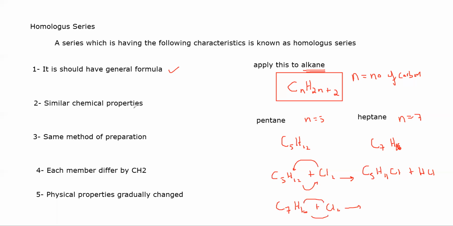Second, we are checking that they should have similar chemical properties. For example, if pentane reacts with chlorine, it's a substitution reaction. When heptane reacts with chlorine, that is also a substitution reaction. As we discussed earlier, alkanes undergo substitution reactions. So they all have similar chemical properties. So the second tick is there. Third, the same method of preparation: the same way you can prepare these alkanes. All these alkanes, the technique is the same. So the third tick is there.